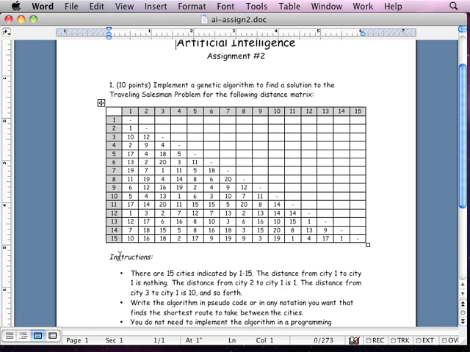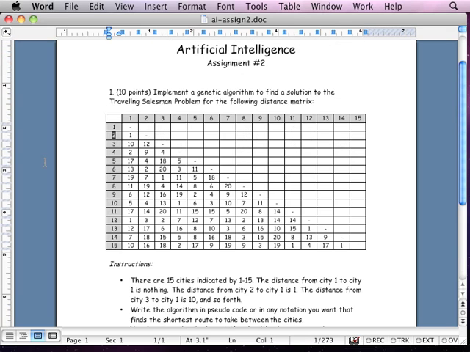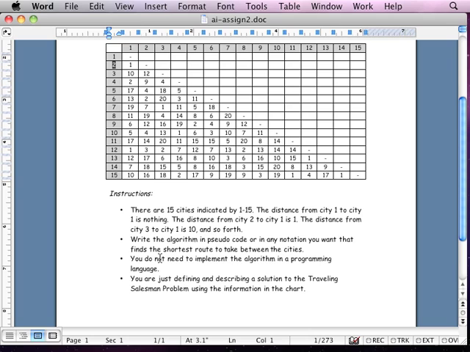And we have 1, 2, 3, 4, 5, all the way up to 15. So it's a 15 by 15 grid showing the distances between city 1 and city 1, city 2 and city 1, city 3 and city 1. So city 2 here and city 1 is 1. If you look at the instructions on the bottom, it says there's 15 cities, 1 through 15. The distance from city 1 to city 1 is nothing. It's 0 because you're in city 1. If you're in city 1 and you're going to travel to city 1, you're not going anywhere. Distance is 0.